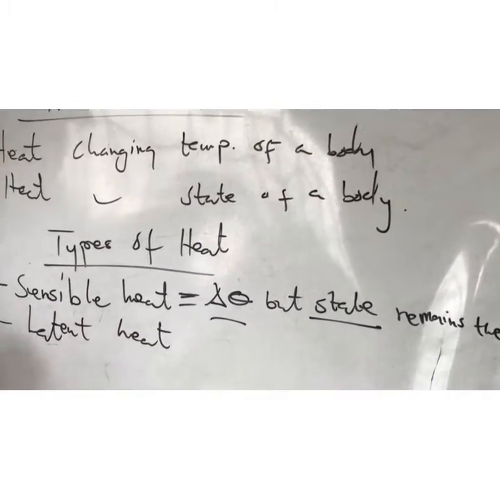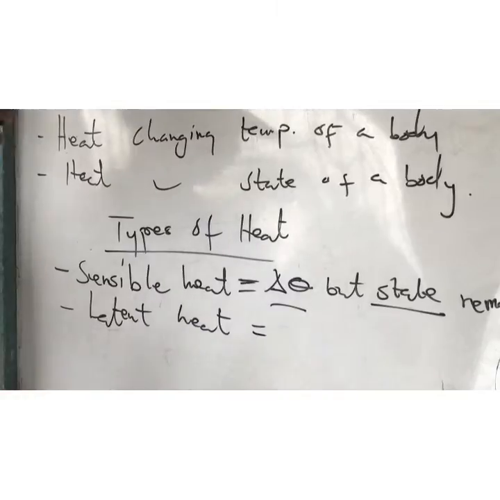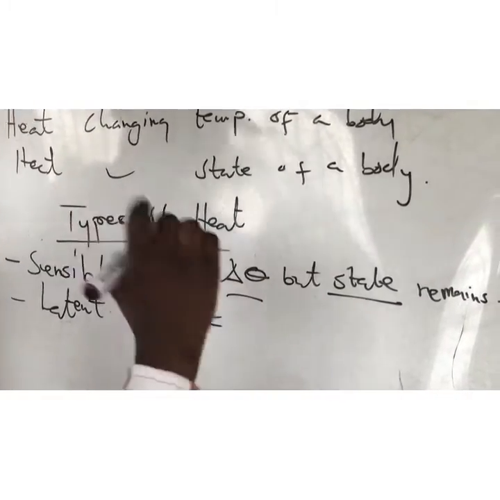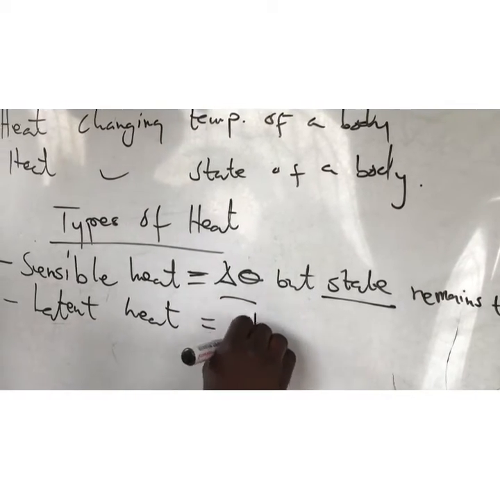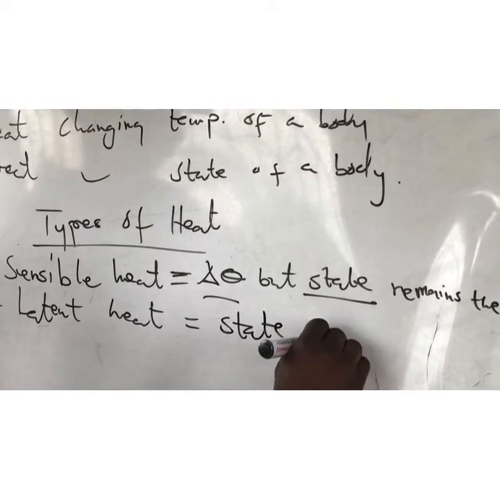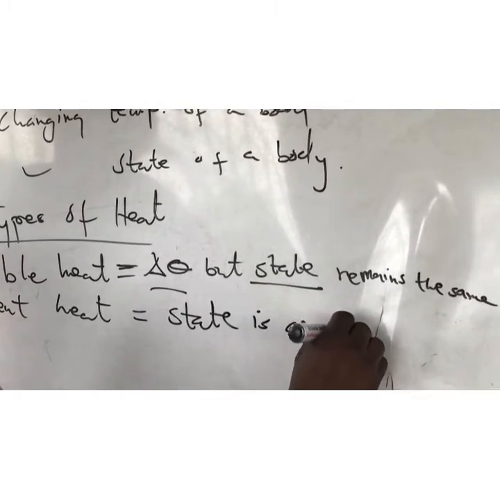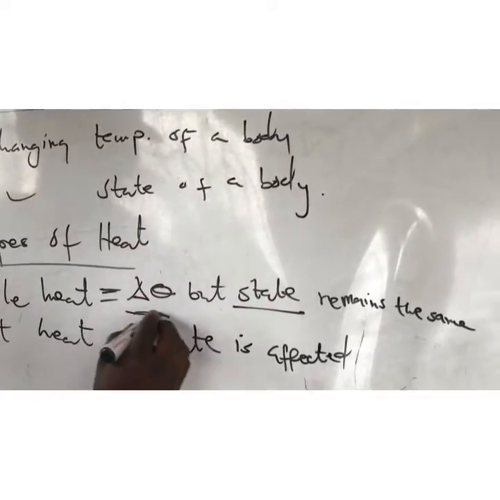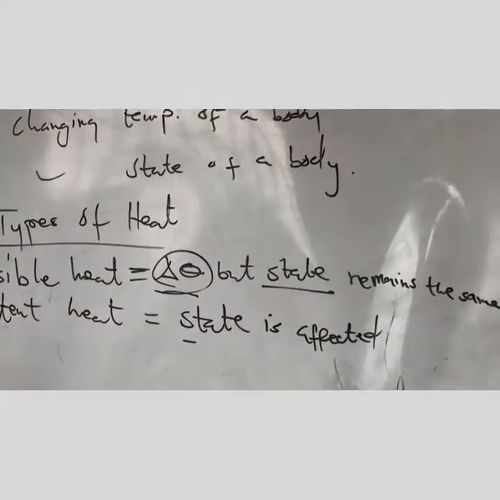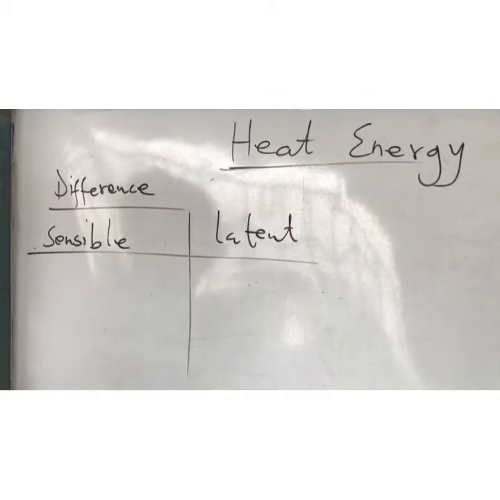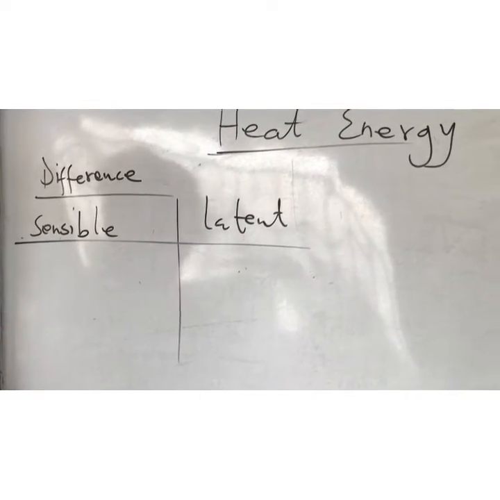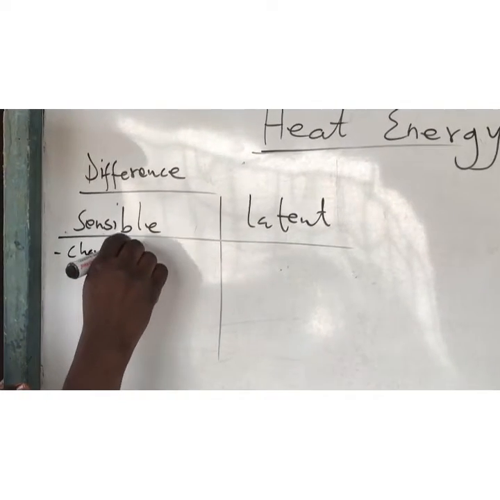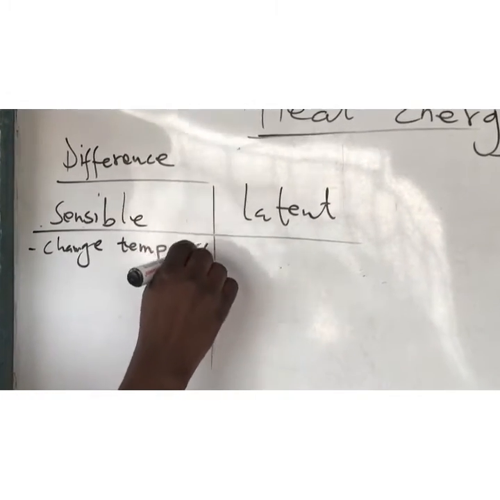rise. When we talk of latent heat, this form of heat does not change the temperature, but it only changes the state. So here, the state is affected, meaning the state of the body will be changed, but the temperature is maintained. The difference between sensible heat and latent heat: sensible heat, as I already said, will change the temperature of the body.